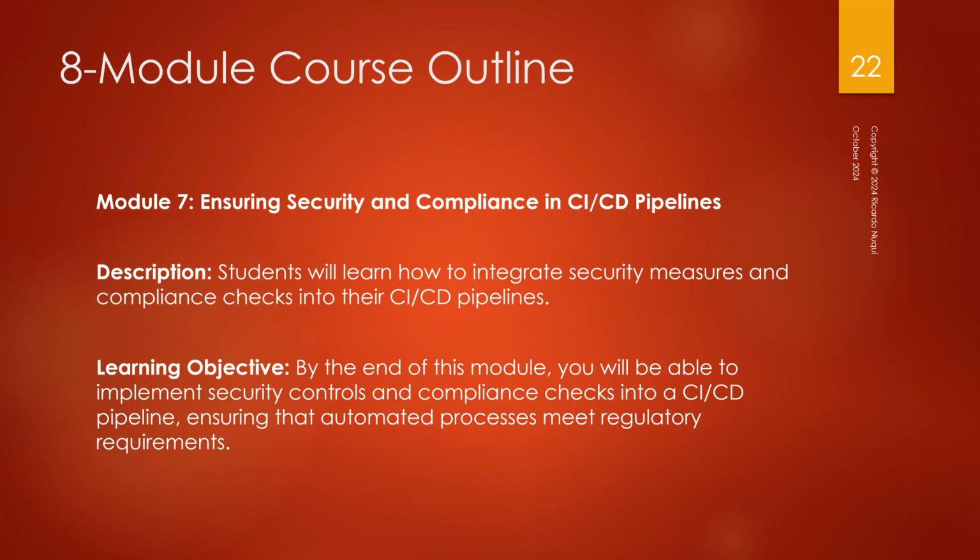Module 7: Ensuring Security and Compliance in CI/CD Pipelines. Students will learn how to integrate security measures and compliance checks into their CI/CD pipelines to meet the regulatory and security standards specific to mainframe environments. Learning objective: by the end of the module, you will be able to implement security controls and compliance checks into a CI/CD pipeline, ensuring that automated processes meet regulatory requirements.